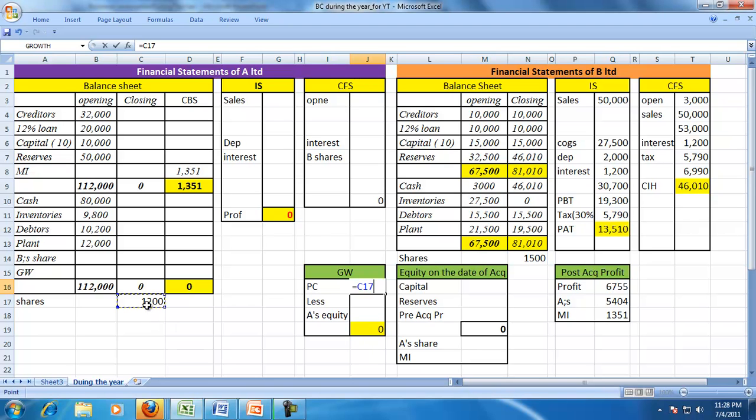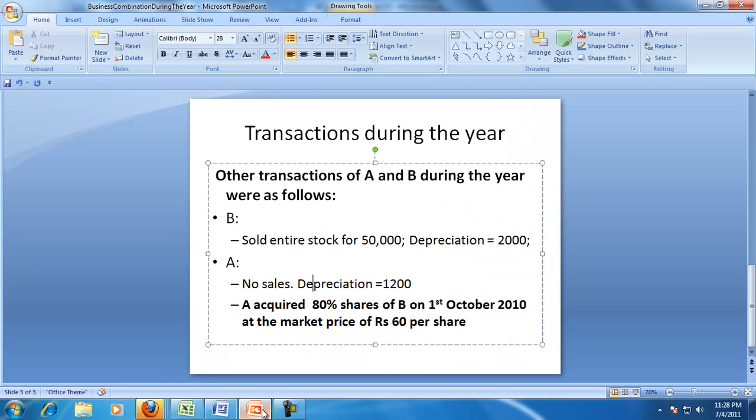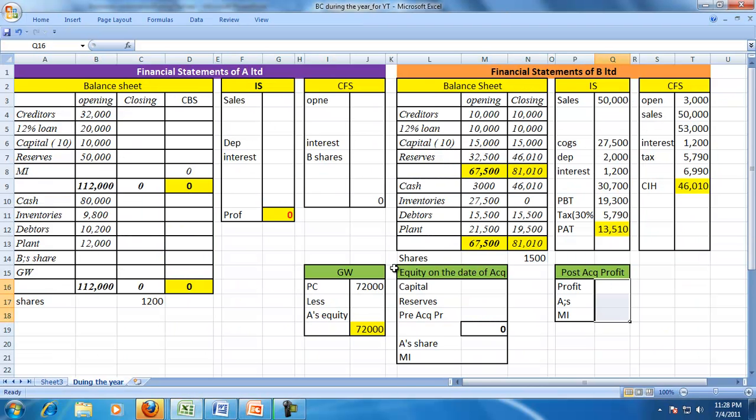The purchase consideration is 1200 into 60, because it is given that we are acquiring the business at rupees 60 per share. That is the purchase consideration. You require goodwill and minority interest when we prepare the consolidated balance sheet, and the purchase consideration as we see it is 72,000. So let us write down PC is equal to 72,000, discharged through cash.